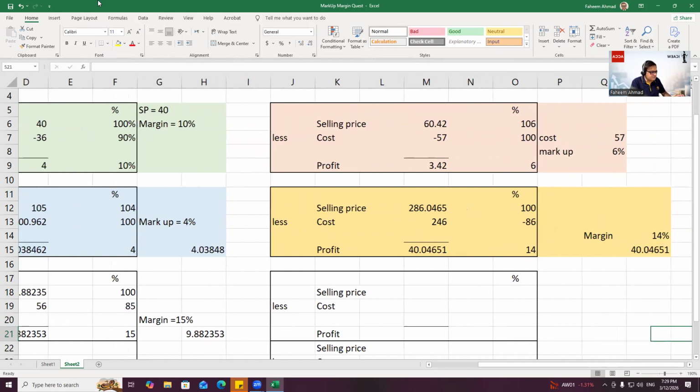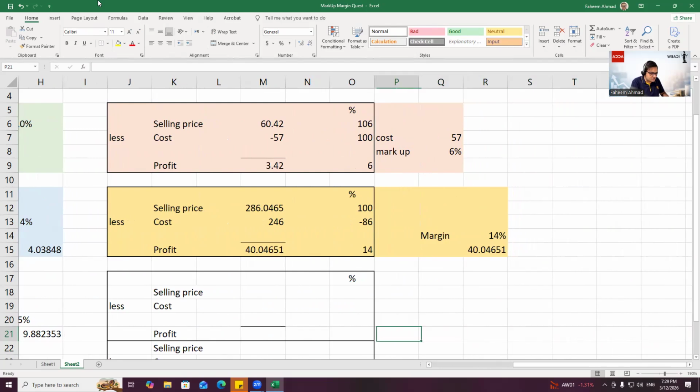Final example, this time I'm going to test on markup. Let's say 20%, and let's take a selling price of 125. Markup, cost 100%. Profit 20. Selling price represents 120%.